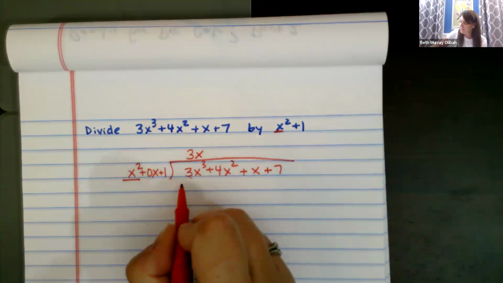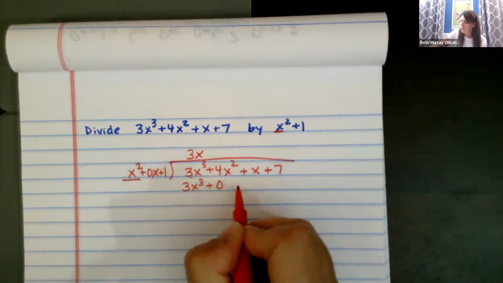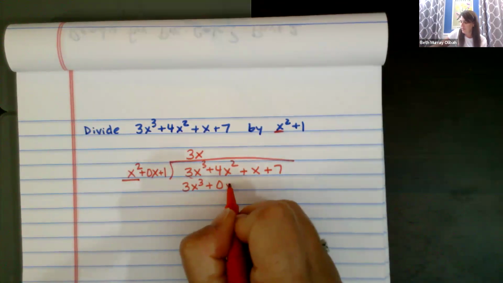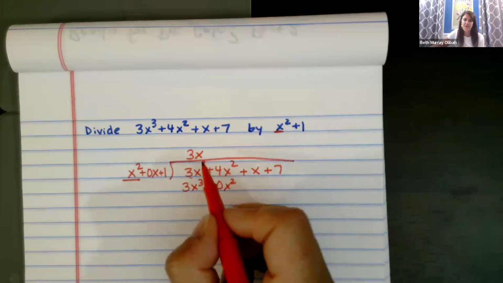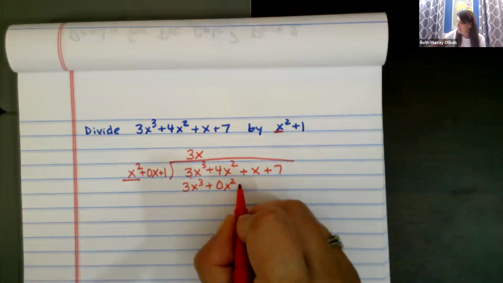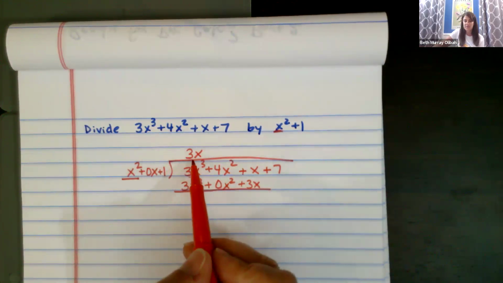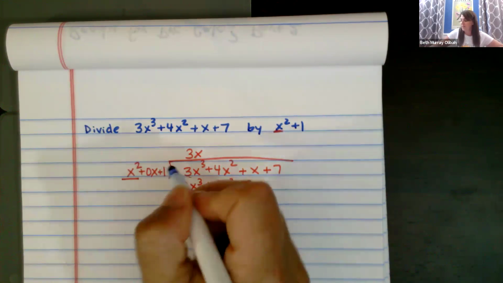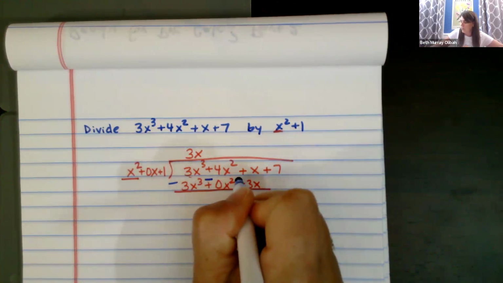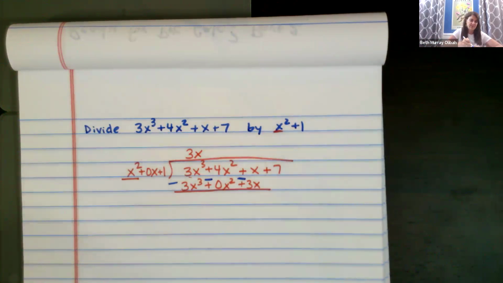So 3x times x squared, 3x times 0x is technically just 0, but I'm just going to put 0x squared just to show that that's the spot. And then 3x times 1 is 3x. So we picked the number, multiplied it by everything, and then now we're going to subtract. I'm just going to point out that you need to be careful that you're subtracting, because sometimes it gets confusing with all the negatives.